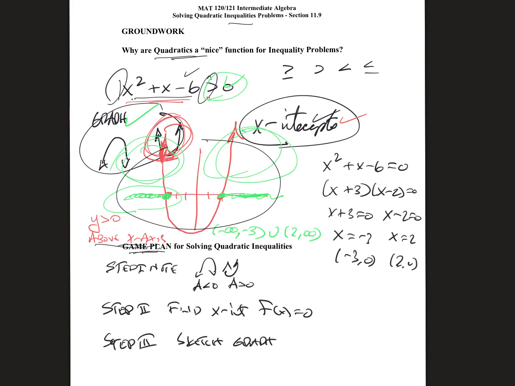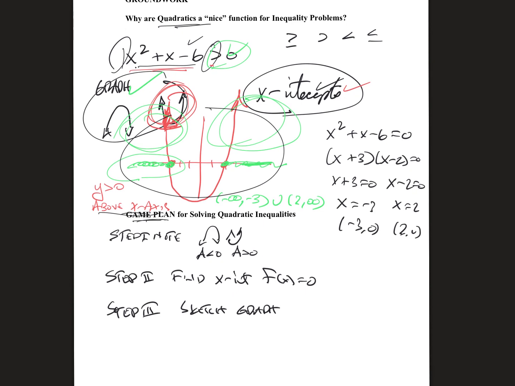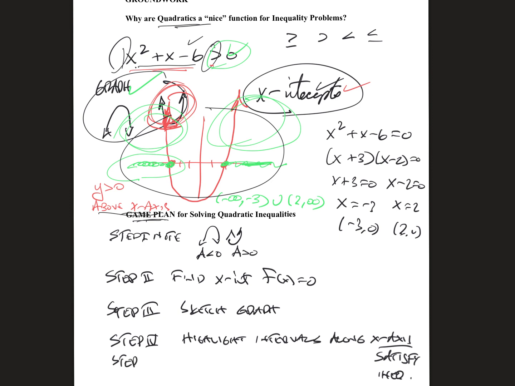All right, and then that leads us basically to step 4, where we highlight the intervals along the x-axis that satisfy the condition. And then I guess there's maybe a fifth step. You guys know me, I want your answers in interval notation. All right, that is the best way to put our answers.